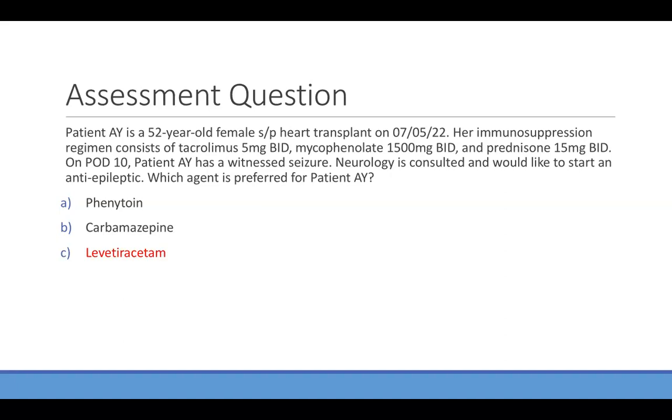I mean, you can say that with levetiracetam as well, but a lot of the times they would have liked phenytoin. However, that has a very, very severe reaction with our tacrolimus, and it would seriously and markedly reduce our tacrolimus levels. So we always like to avoid that and use levetiracetam if possible.